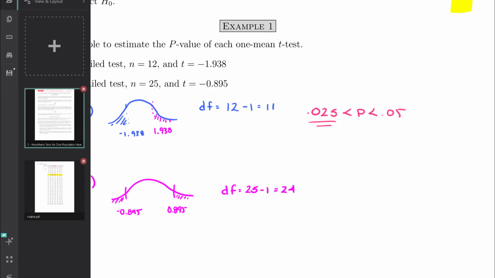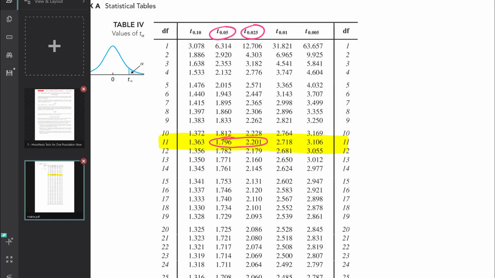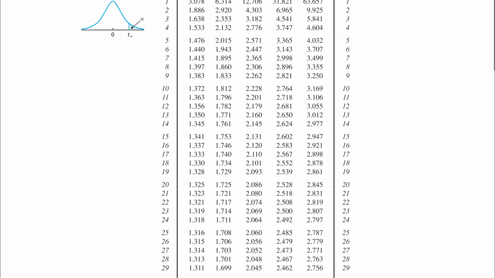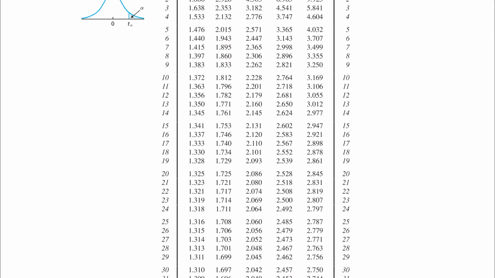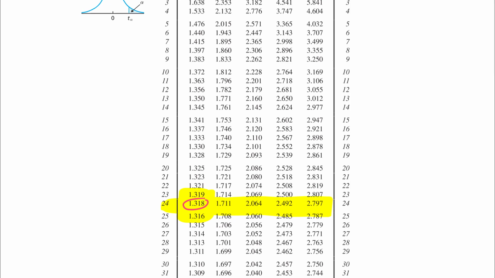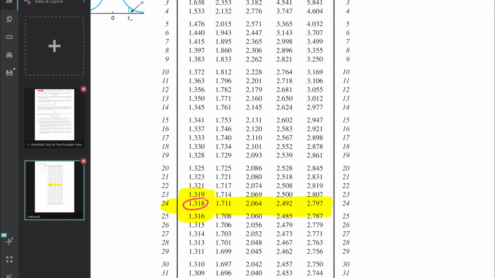When we look at the t-table, we can see that we're looking for 0.895, and when we look at the values that we're provided with on the table with degrees of freedom of 24, let's highlight that row right here. 0.895 is smaller than any other t value. The smallest t value that we have is 1.318, which corresponds to t sub 0.10. Excuse me. So let's go back to our notes.